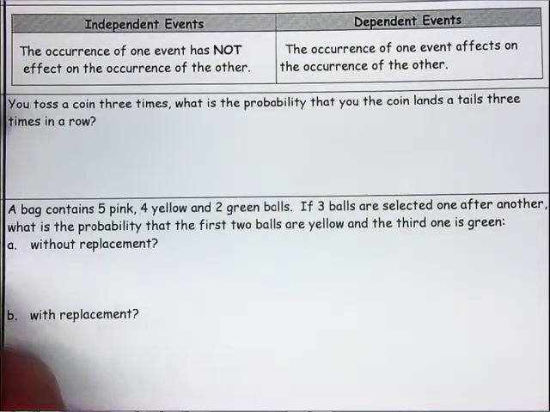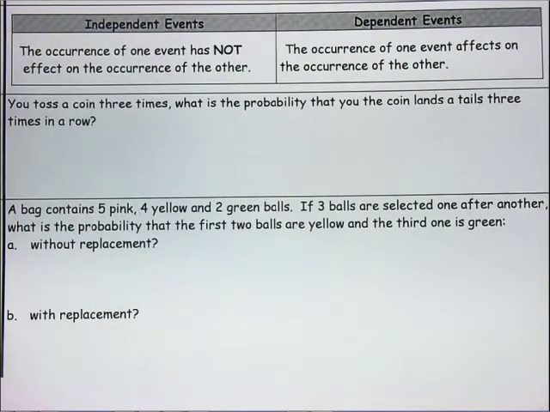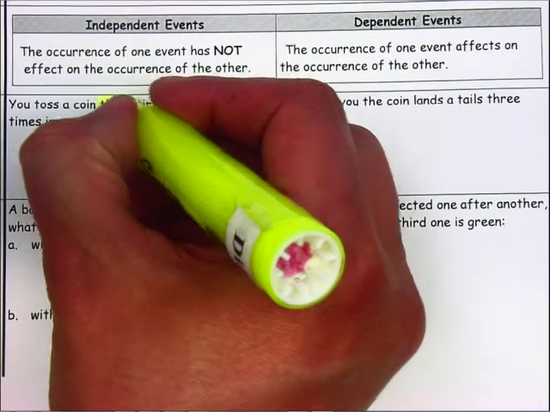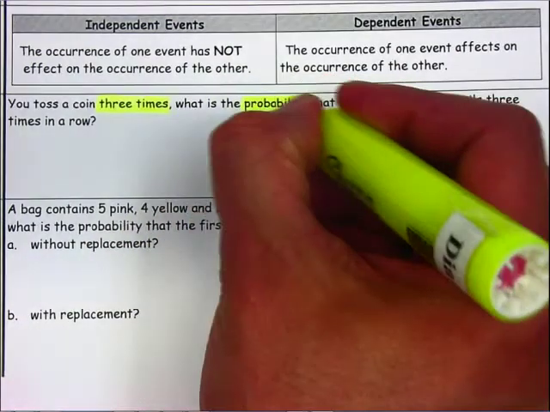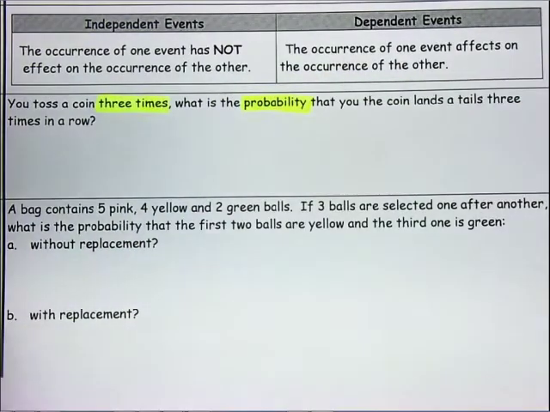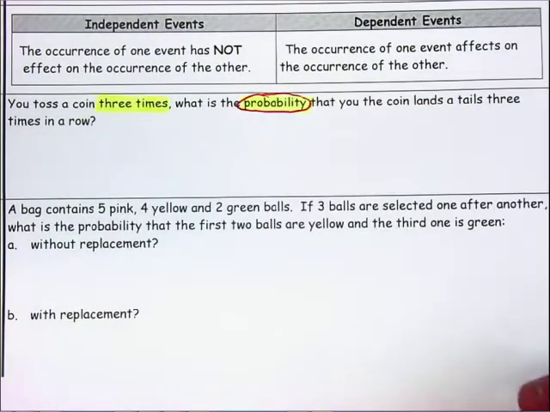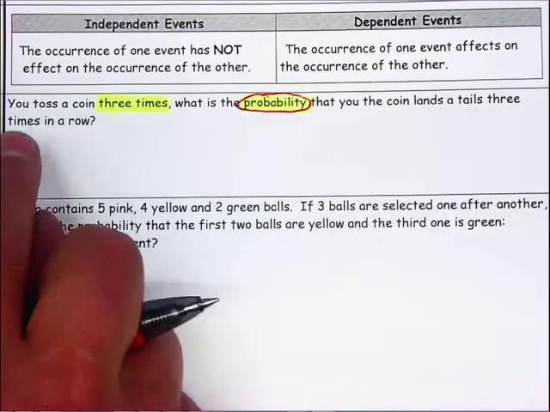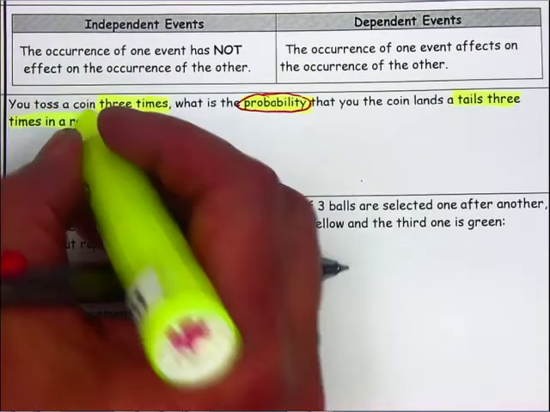Dependent, what happens on the first one will change what happens on the second one. So that's it. Example number 2. You toss a coin 3 times. What's the probability? So here is our keyword. I want you guys to highlight it and circle it, because probability means that we are going to end up with a fraction. That the coin lands on tails 3 times in a row. So we want tails 3 times in a row.